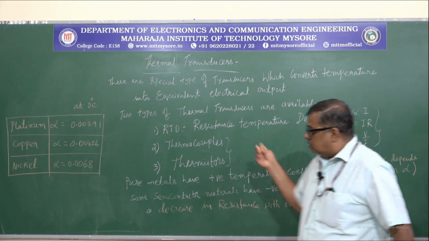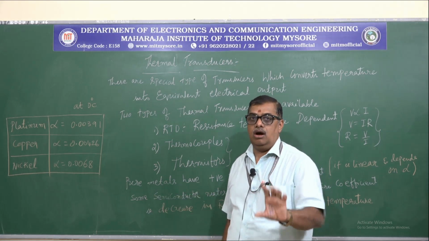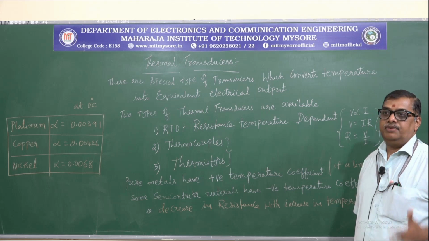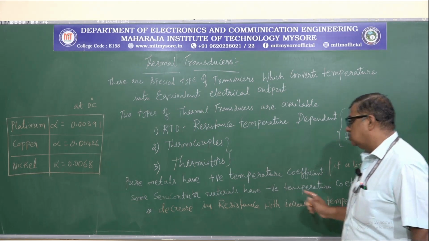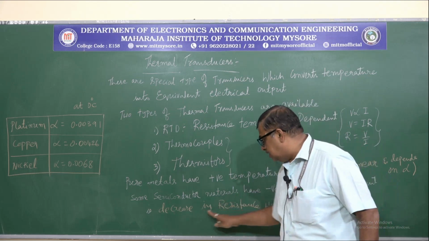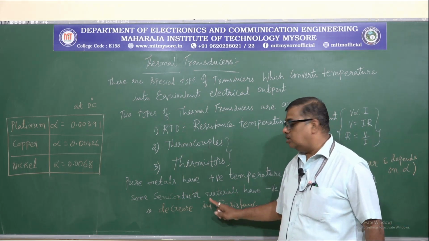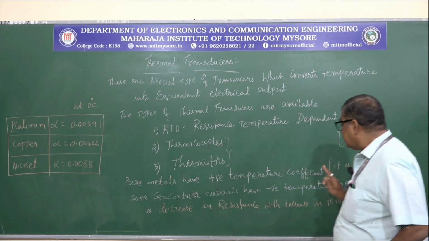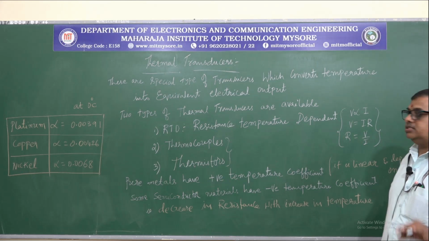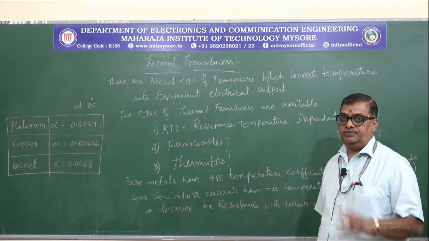Next, the thermal transducer can also be designed using some semiconductor material. If we design that, it is a transducer with a negative temperature coefficient. What is a negative temperature coefficient? Whenever there is a change in the temperature, there is a decrease in resistance. Decrease in resistance with increase in temperature. So this is inversely proportional. That is why we call these types of transducers negative temperature coefficient transducers. Basically, in thermal transducers we get positive temperature coefficient transducers and negative temperature coefficient transducers.